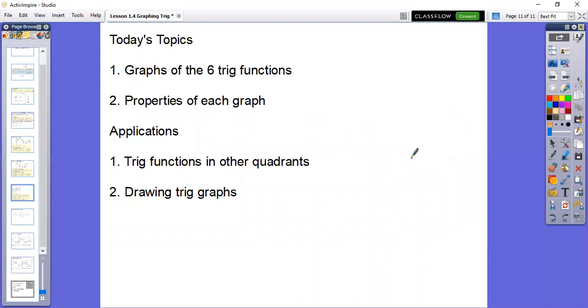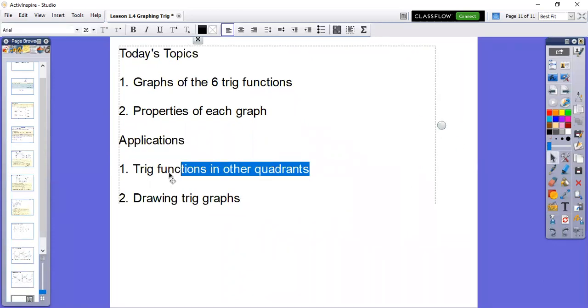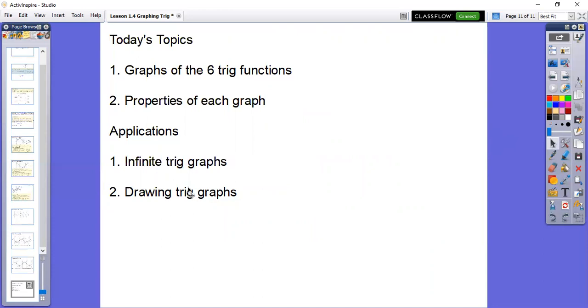So we've talked about the 6 trig function graphs, the properties of each graph, domain, range, and the general idea of what they look like. In class, what we're going to do is look at trig functions in other quadrants. All of those graphs that we looked at for the most part only showed either the first and fourth quadrant or the first, second, third, and fourth, but did not continue going after that. So in fact, let's change this to coterminal trig graphs or infinite trig graphs. What would these look like if they were to repeat infinitely? And then we're also going to draw the graphs and actually work with what they look like and how we create those graphs.